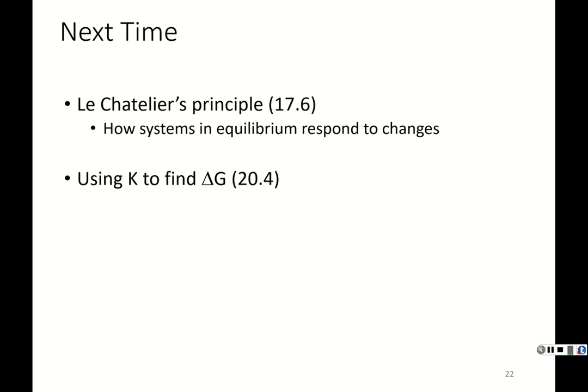Okay, so next time we'll finish chapter 17. The last section talks about Le Chatelier's principle, and this is how systems that are in equilibrium respond to changes. And then we'll also go back to chapter 20, the last section of chapter 20, where we use K, the equilibrium constant, to find delta G.